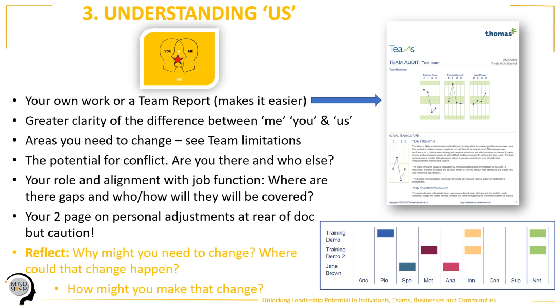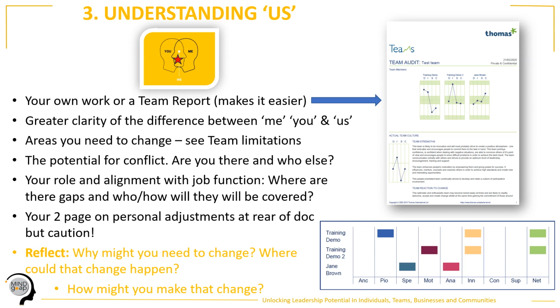Then finally, you'll see on the team report this little kind of image that's down the bottom here. There'll be more on the one that you've got. And it describes the individuals in the team as characteristics. So you've got the anchor, the pioneer, the specialist, the motivator, the analyzer, the innovator, the concluder, the supporter, and the networker. And they're a little bit like Belbin roles, if you've come across Belbin roles before. I'm not going to describe them because when you go to the team report, you'll be able to see them and the descriptors of them.